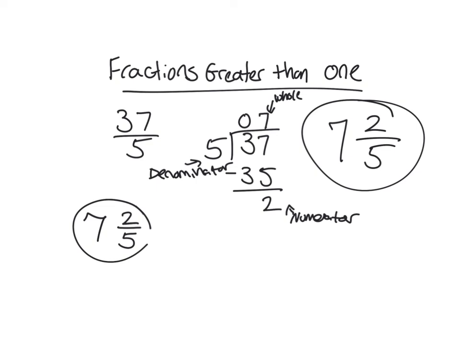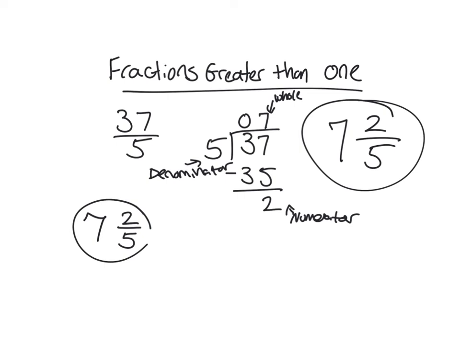So we can just think our way through it. How many times does 5 go into 37? How many are left over? The answer is 7 and 2/5. So that's 2 options for how to convert a fraction that's greater than 1 into a mixed number.